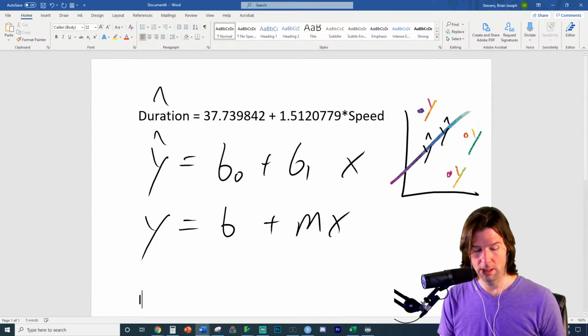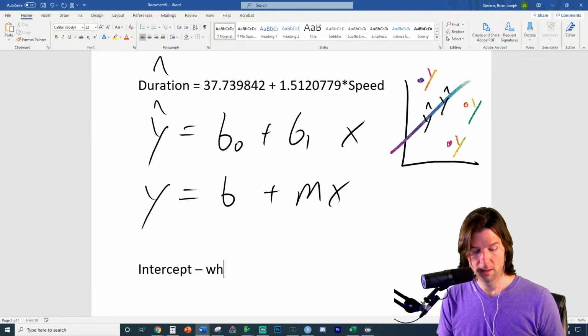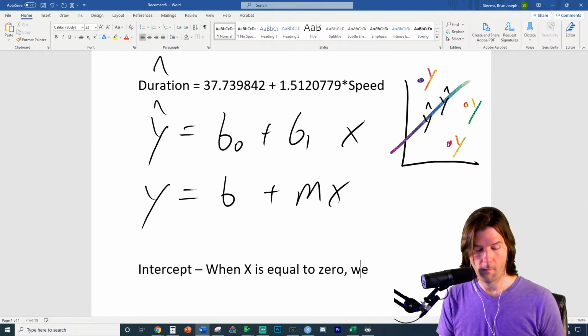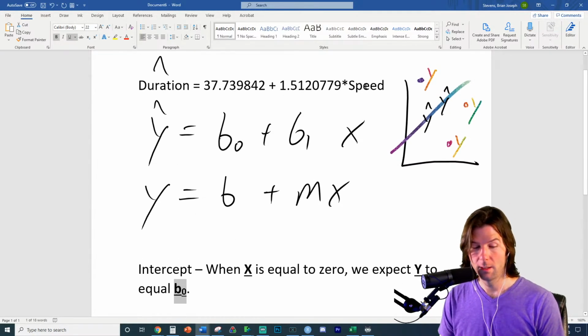And we'd go, the intercept is when x is equal to 0, we expect y to equal b0. And I always underline these things to make sure you know that you shouldn't just say x and y. You should input the values.